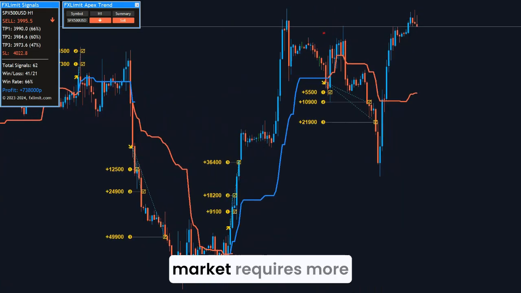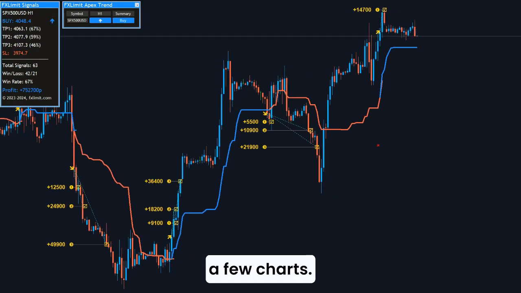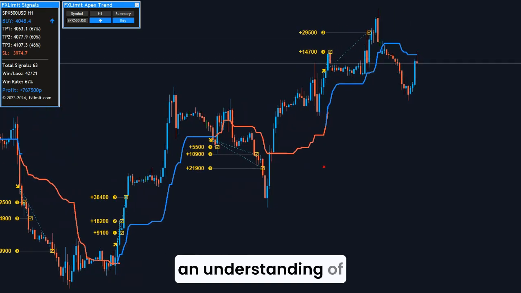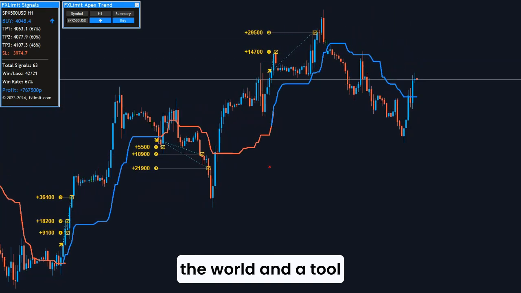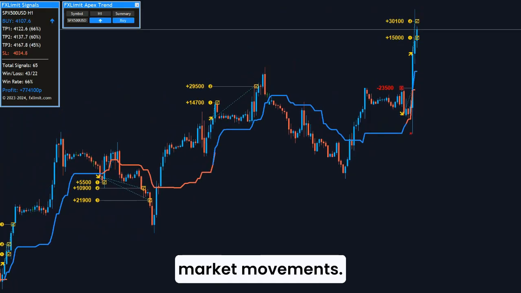Trading in a global market requires more than just following a few charts. It demands an understanding of the world and a tool that keeps you synced with market movements.